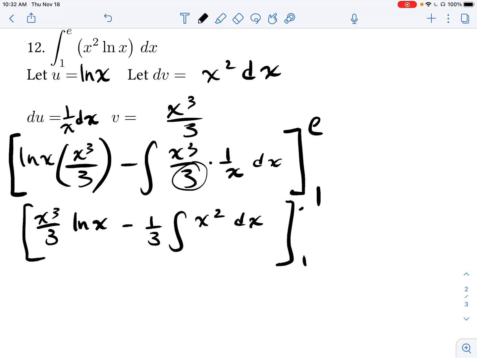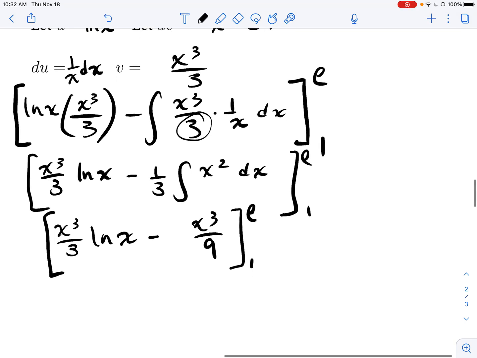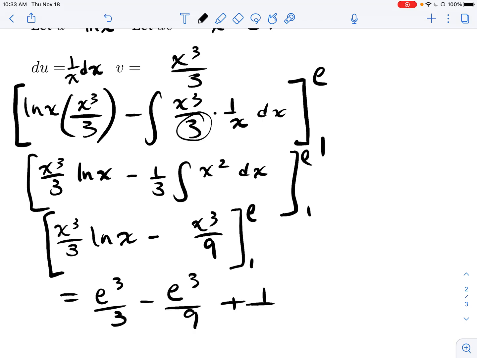Again, we're just evaluating this from 1 to e, which is then pretty easy to integrate. So the integral of x squared is x cubed over 3. x cubed over 3 times negative 1/3. But since I have a 3 down there, I'm just going to rewrite that as negative x cubed over 9, from 1 to e. And hopefully you know how to plug in from there, but you should end up with e cubed over 3 minus e cubed over 9 plus 1 over 9. All right.